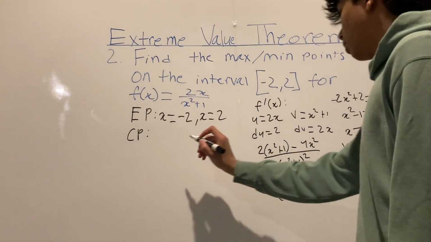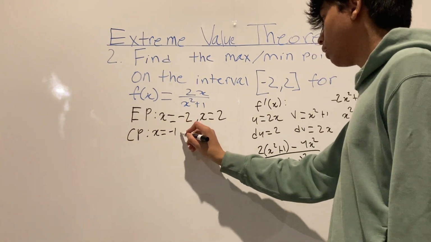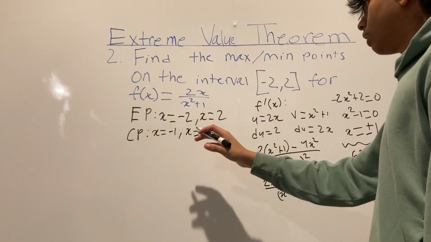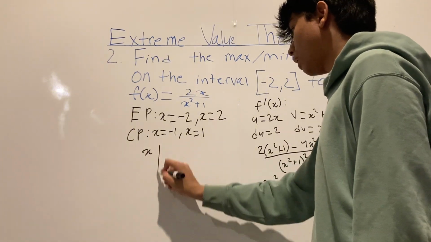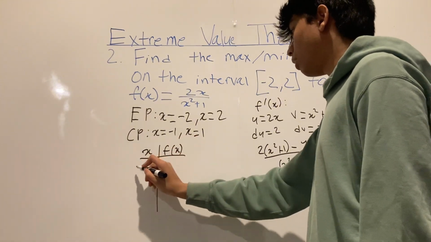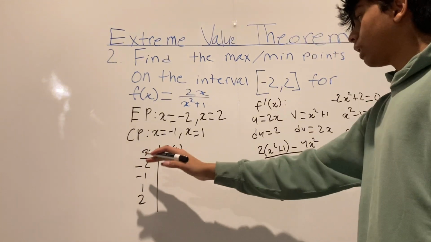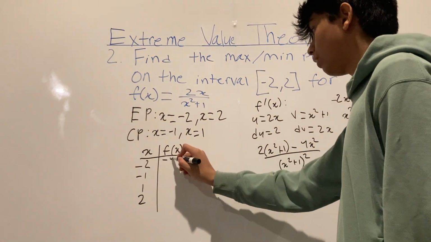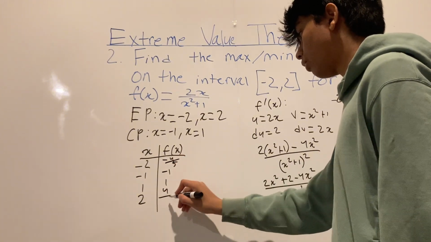So now let's put our critical points. X equals negative 1 and x equals positive 1. Now we have 4 values which can be maximum or minimum points. So let's make our table again. X and f of x. And let's label all the points. Negative 2, negative 1, 1, and 2. Now when you plug in negative 2, negative 1, 1, and 2 into f of x, you'll get these values here. Negative 4 over 5, negative 1, 1, and 4 over 5.